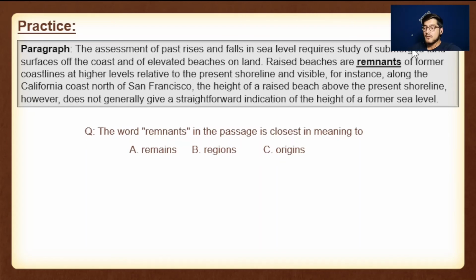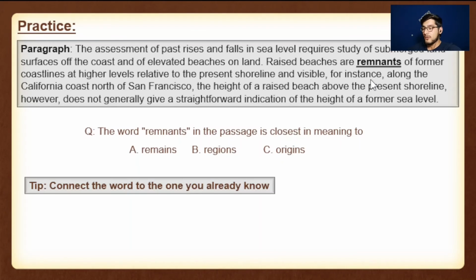Former in here, based on our previous information, also we have a tip in here: try to connect the word to the one you already know. The word former in here, we already know that it is something related to the past, like the objects that we have, they are coming from the past and they are the former of the origins. So the remnants of former coastlines. What are the remnants? Or even what is the remnant?